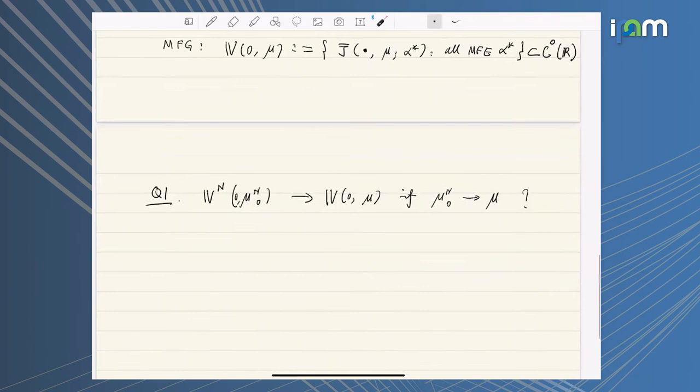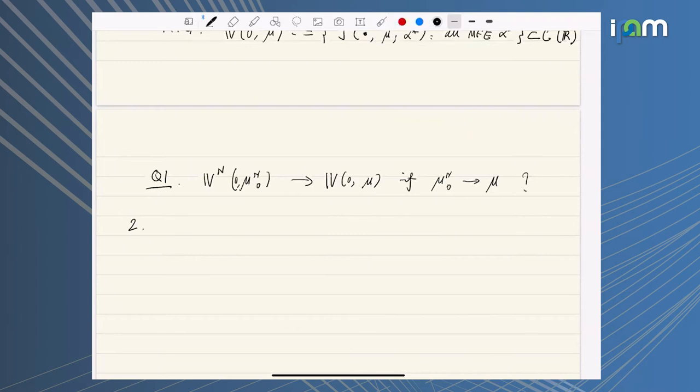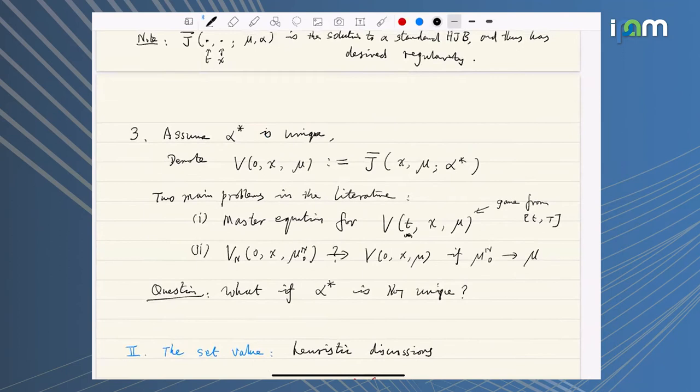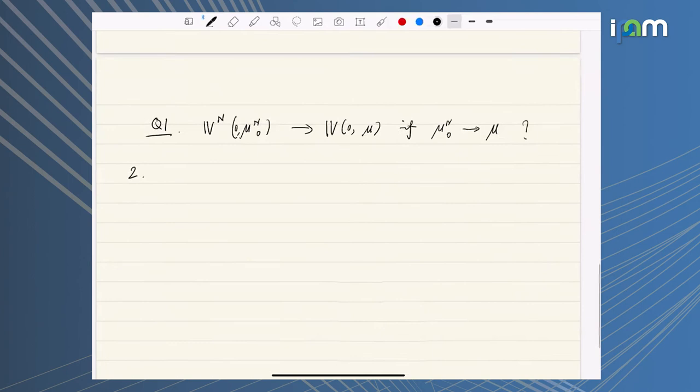The next question is, when the value is unique, or say when the equilibrium is unique, we talk about the master equation, V(t,x,mu). When you talk about the equations, they are time consistent. Usually for control people, how do we get the equation? It's dynamic programming plus the formula. So here, my question is, do we still have the dynamic programming when the value is not unique?